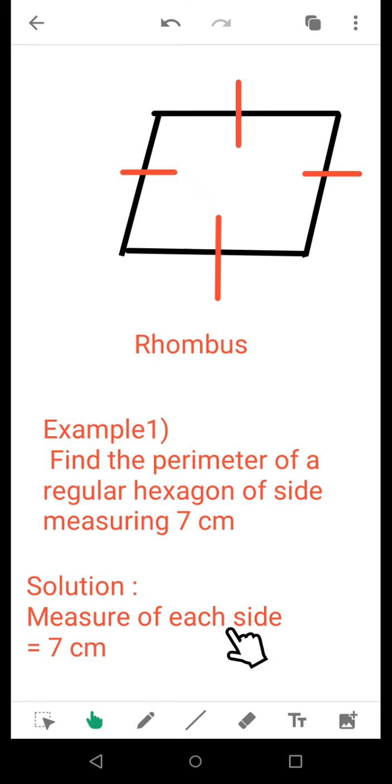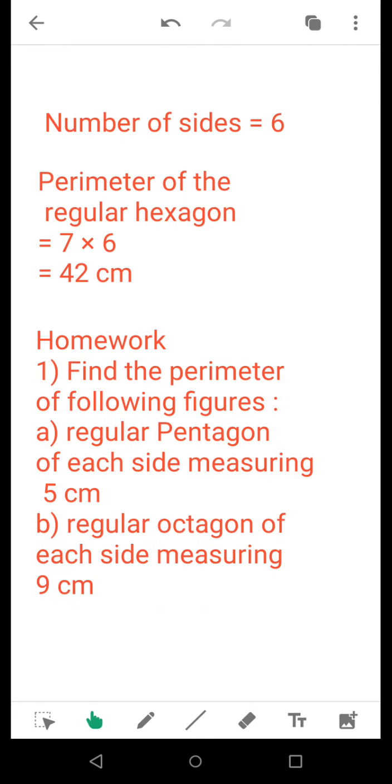The measure of each side is 7 centimeter. Next, coming to the next board, number of sides is 6. So the perimeter of the regular hexagon will be number of sides multiplied by measure of each equal side, or measure of each equal side multiplied by number of sides. As you know, multiplication has no such rule. Either you multiply 1 by 2 or 2 by 1, the result will be the same. So see that we multiply 7 by 6 and we get the answer as 42 centimeter. So the perimeter of the regular hexagon is 42 centimeter.